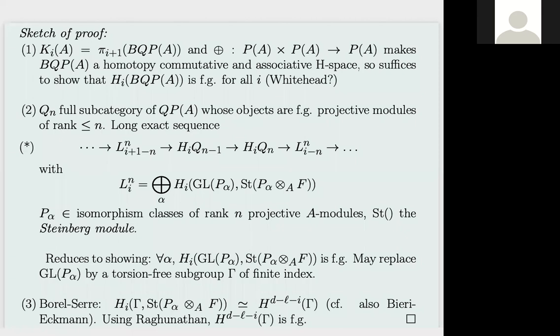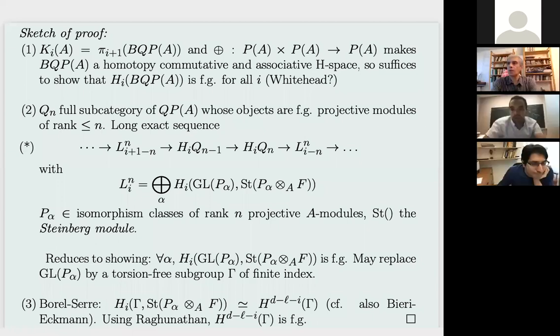First he applies, I think it's Whitehead's theorem, to reduce from homotopy to homology. So he thinks of the K groups as the homotopy groups of the Q construction on the category of finitely generated projective modules on A. And then this is a homotopy commutative and associative H space. So he wants to show that its homology groups are finitely generated.